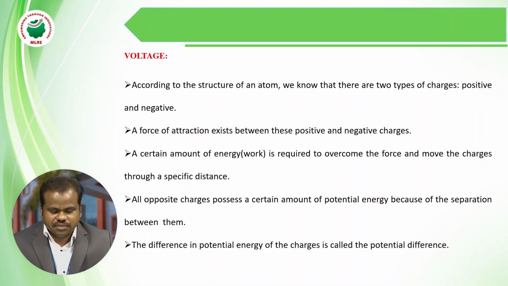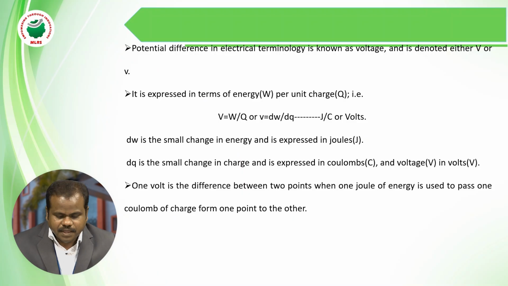Coming to the first definition, the term voltage. According to the structure of an atom, we know that there are two types of charges, the positive charge and the negative charge. A force of attraction always exists between these positive and negative charges. A certain amount of energy is required to overcome the force and move the charges through a specific distance. All opposite charges possess a certain amount of potential energy because of the separation between them. The difference in potential energy of the charges is called the potential difference. The potential difference in electrical terminology is called voltage, and it is denoted by the letter V.